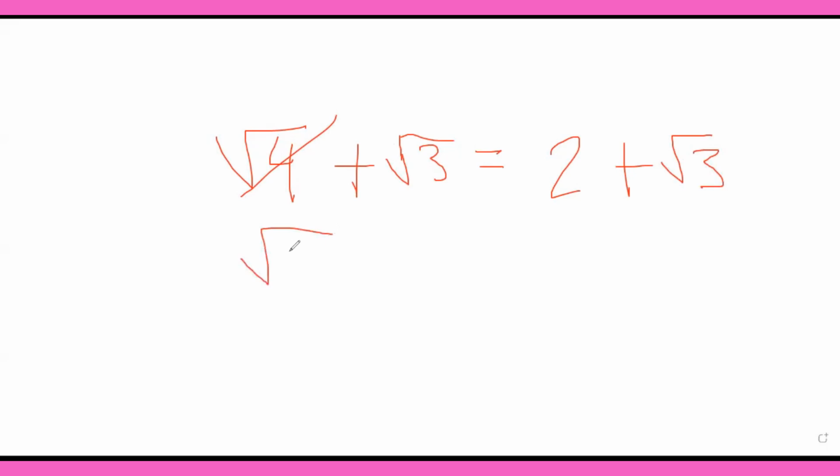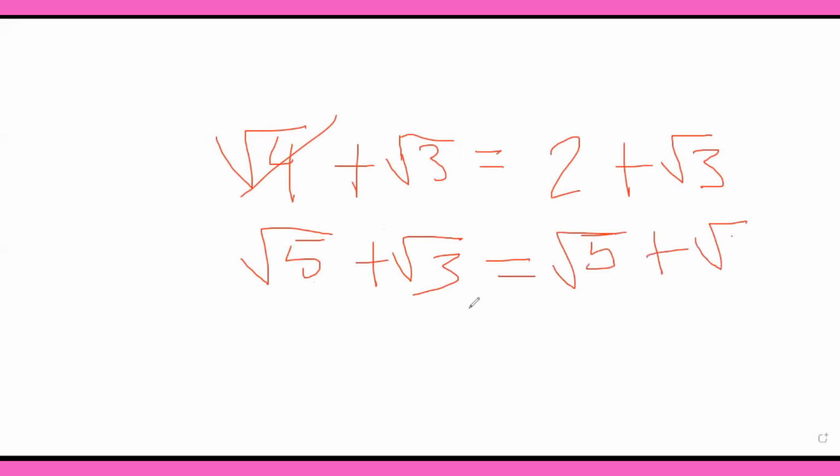If it wasn't such a nice radical, if this was square root of 5 plus square root of 3, there's nothing further I can reduce there. That would just be square root of 5 plus square root of 3. I can't combine those if I'm adding two different radicals.